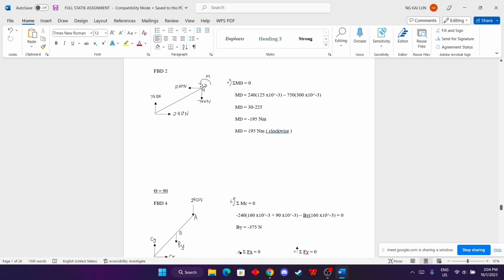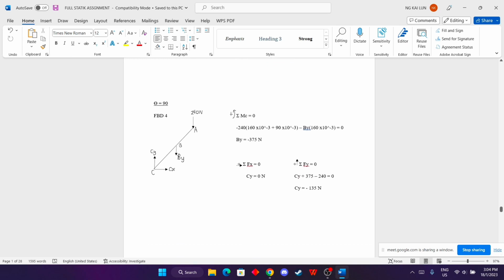Moment D at the point D here, moment D equal to 0, and then moment D equal to 240 Newton, which is the force here, times the length, minus the 750 Newton here, times the horizontal length. And then we got moment D: 30 minus 235, and then we got the final answer negative 195 Newton meter.